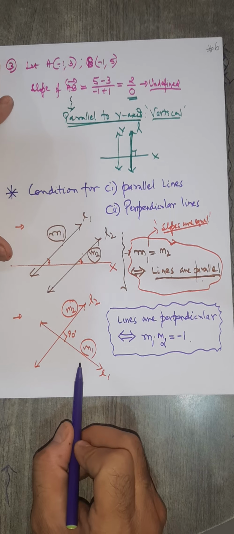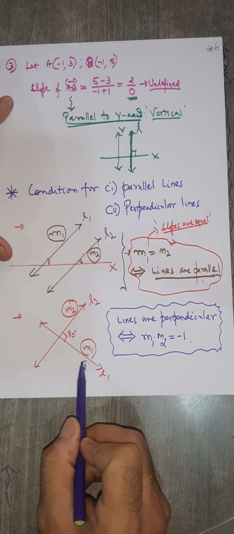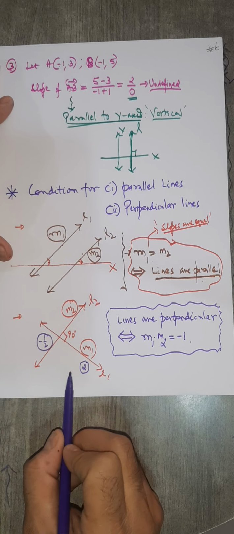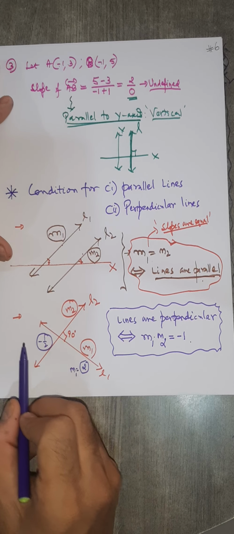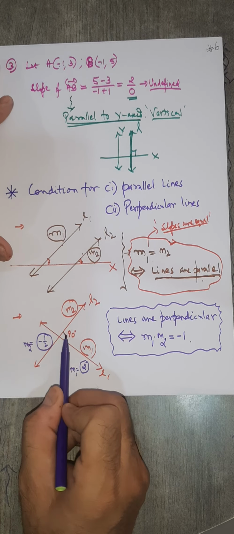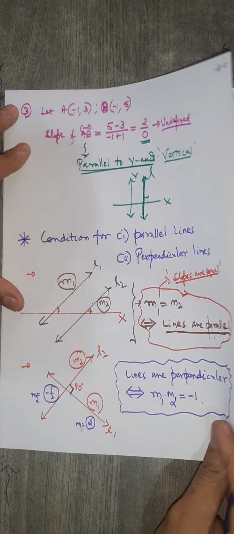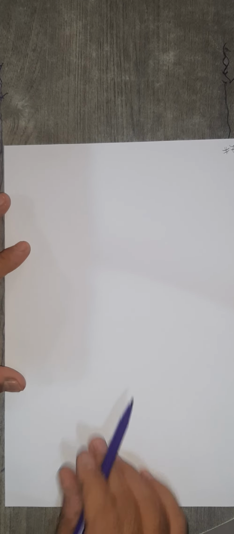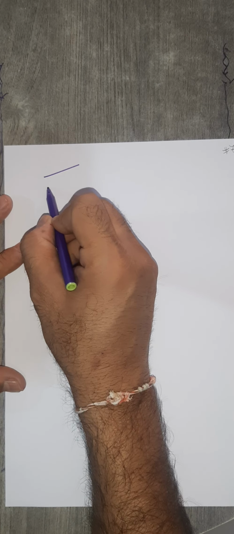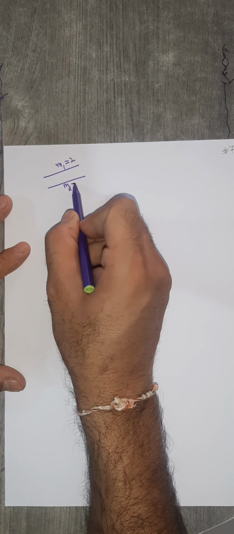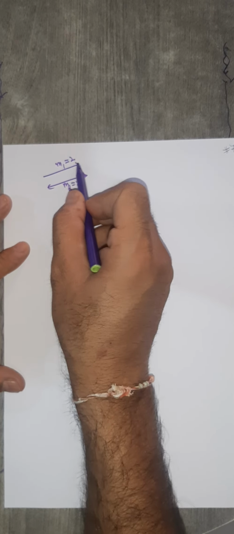That means if the slope of this line is, for example, 2, then the slope of this one has to be -1 upon 2. If this is, for example, m1, then this has to be m2, if two lines are perpendicular. Here, for parallel lines, slopes will be equal. So if the slope of this one is 2, then the slope of this one has to be 2 because they are parallel.